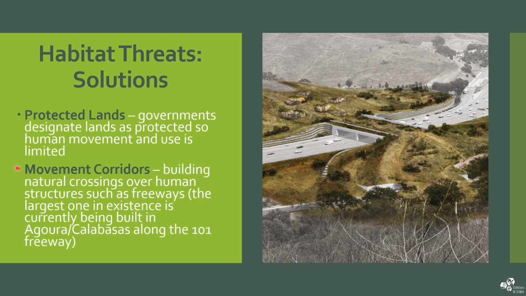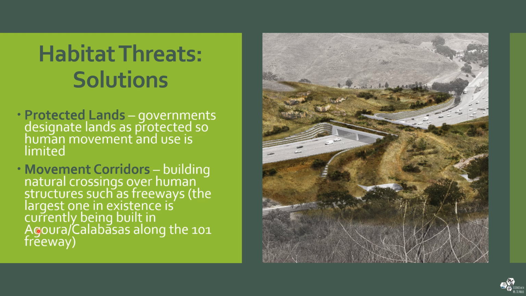The other thing we can do are movement corridors. These are building natural structures that are made to mimic the surrounding habitat so that creatures have a safe way to pass from one fragmented area to another. It basically connects the habitats that we have separated from each other. So an example are like wildlife crossings over freeways. They can go over, they can go under.